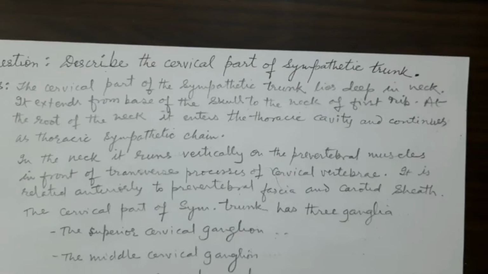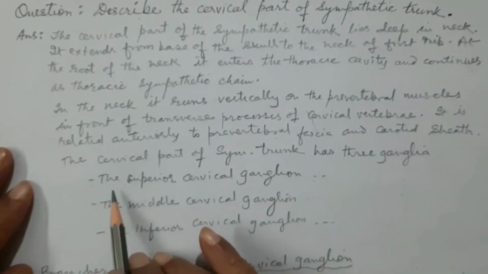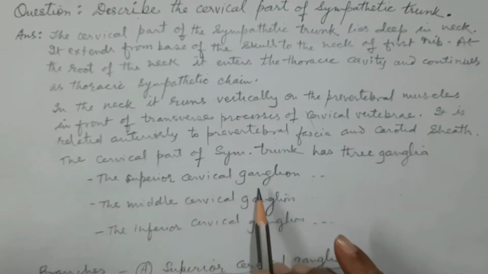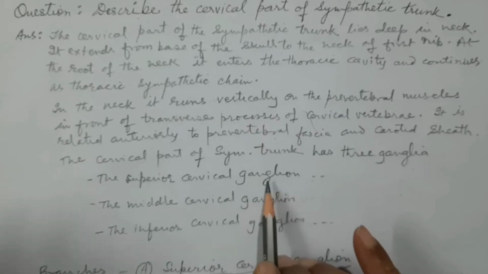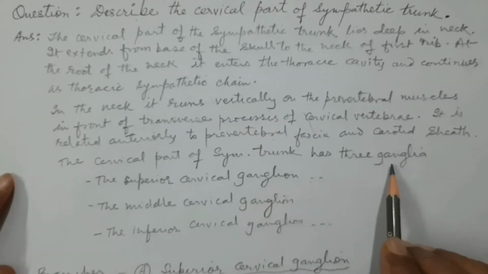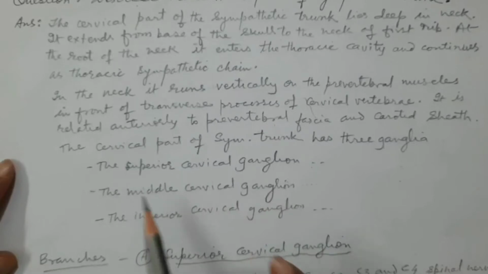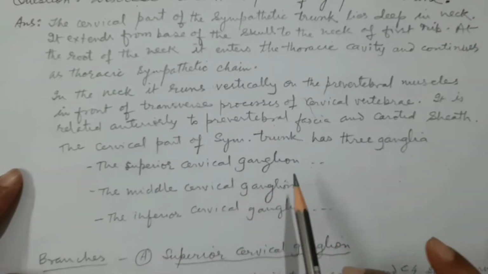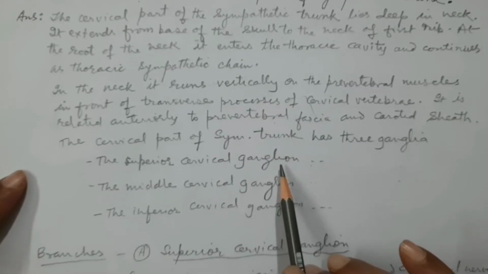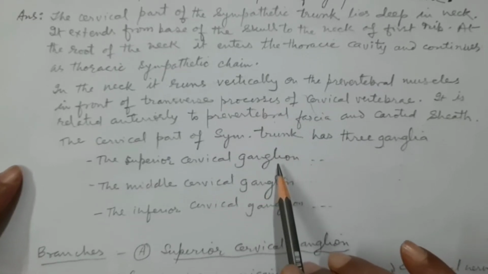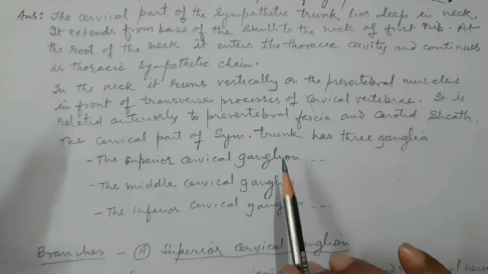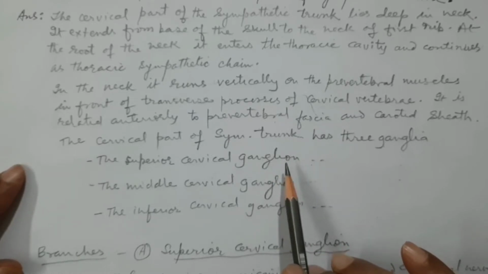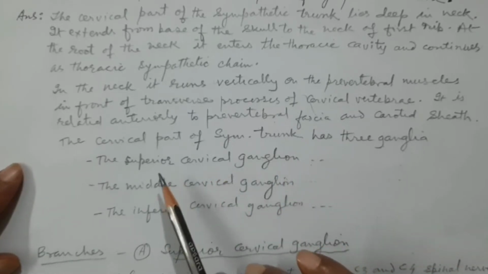Now, as I said, the cervical part of the sympathetic trunk has three ganglia. Which are these ganglia? The superior cervical ganglion. The singular is ganglion and the plural is ganglia. So, there is one ganglion which is the largest, and this is the superior cervical ganglion, which is at the base of the skull, in front of the transverse processes of the cervical 2nd and 3rd vertebrae.